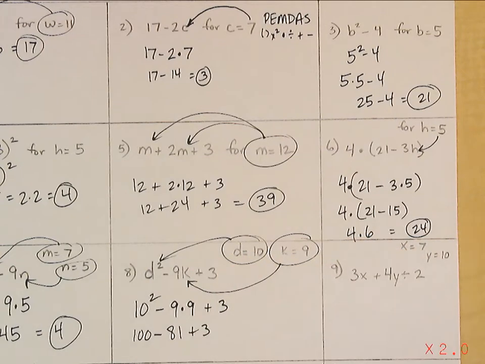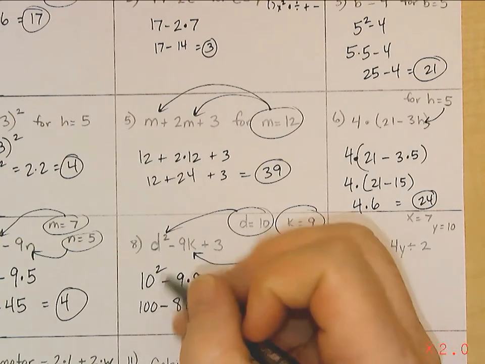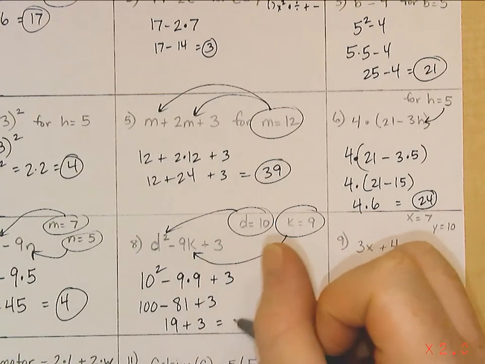And then I simply just go from left to right at this point. So that would be 100 minus 81 is 19. 19 plus 3 is 22.